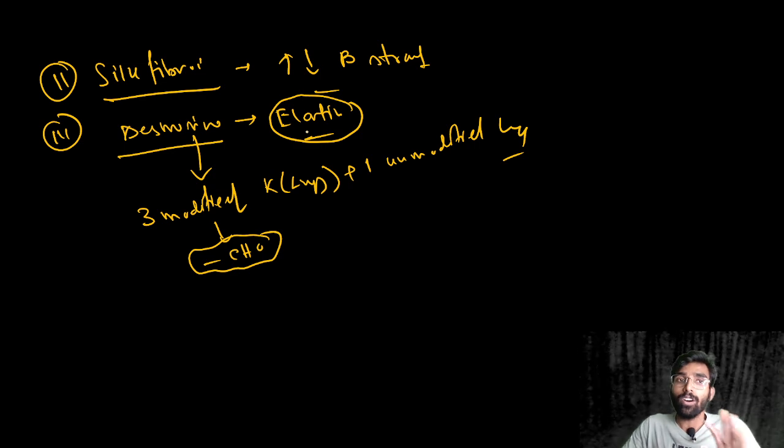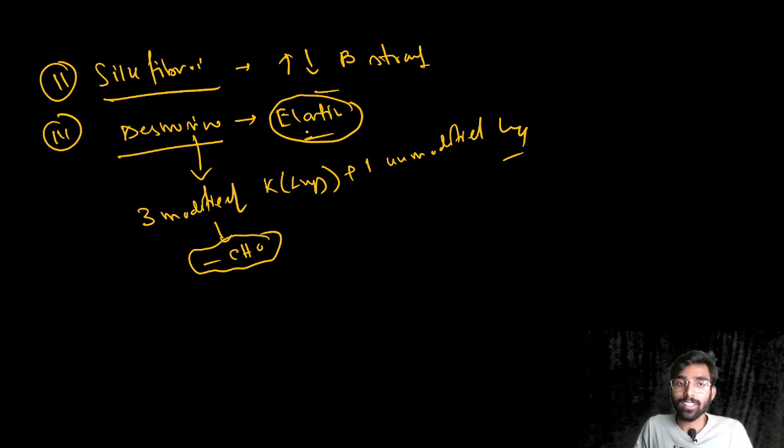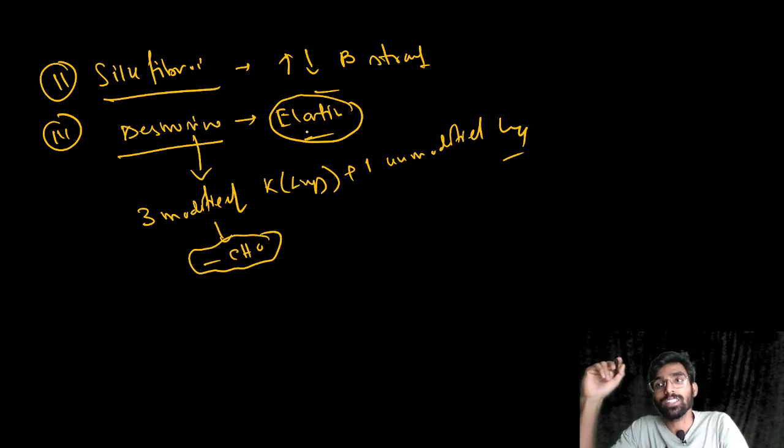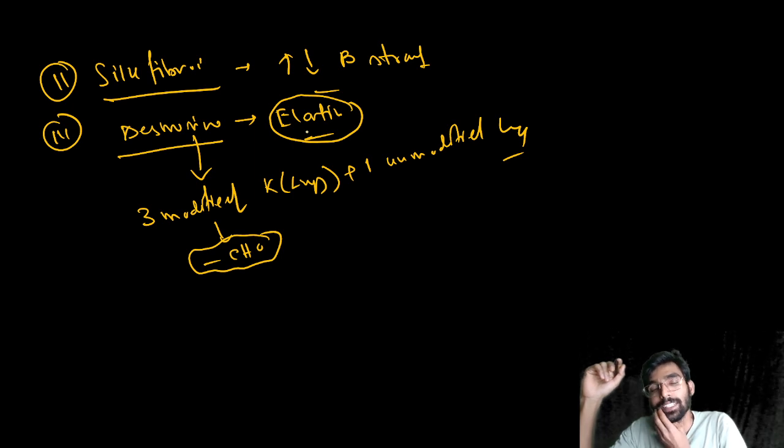So that's all about the tertiary structure. Next time we will discuss the quaternary structure, hemagglutinin, and cooperative binding. After that we will jump into enzyme kinetics.